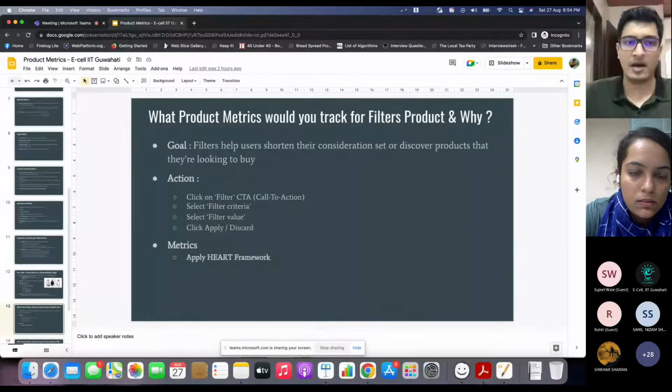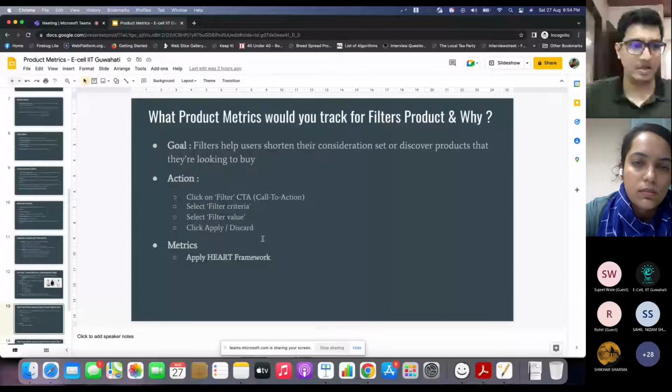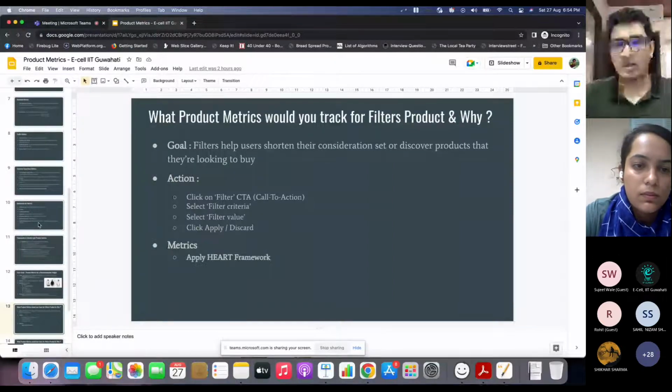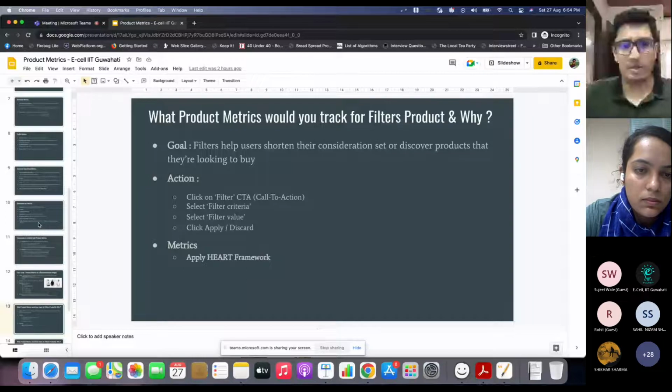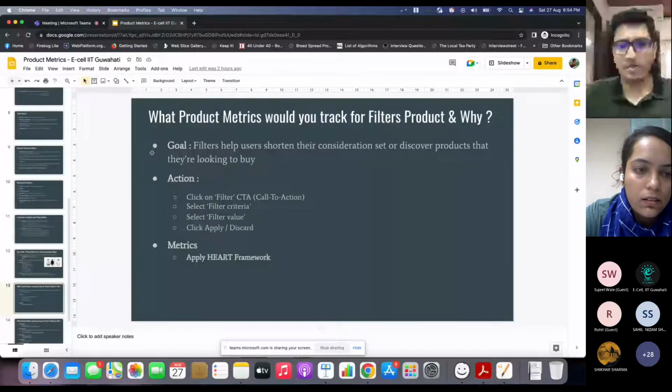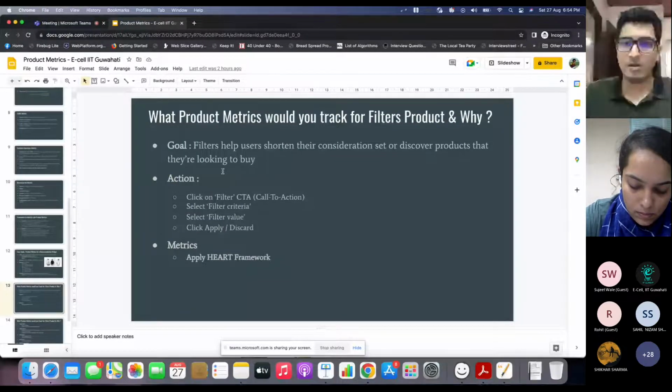let's say if you apply the HEART framework, you arrive at the goal, and these are the actions that the users are doing. So you are a filters product PM, right? Filters help users shorten their consideration set. In an e-commerce world, typically you will have thousands of products. So filters would help you narrow down your consideration set to, let's say, 100, 150 or a lower number, so that you are discovering products that you are more likely to buy.